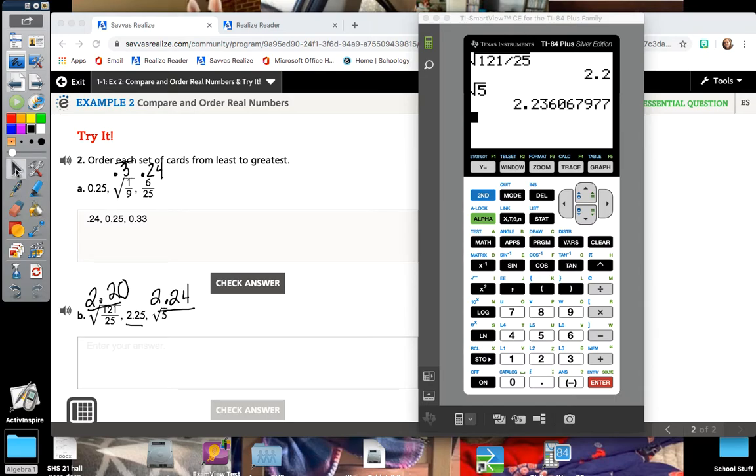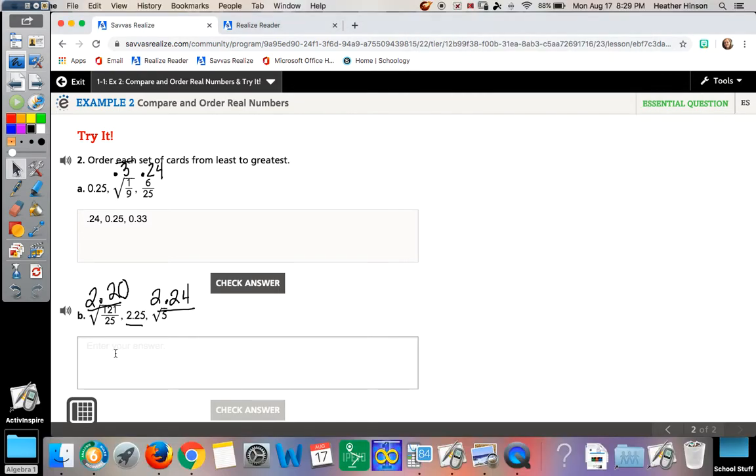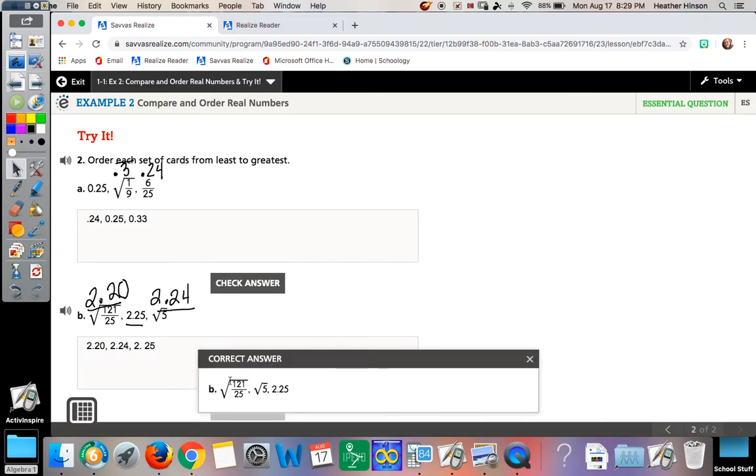So which one comes first? $2.20, $2.25, or $2.24? Well, $2.20 is the cheapest. Then you got $2.24. Then you have $2.25. So it's going to be the square root of 121 over 25, then the square root of 5, and last the decimal 2.25. See if we get it right. Square root of 121 over 25, which was 2.20, square root of 5, which was 2.24, and 2.25. Perfect.